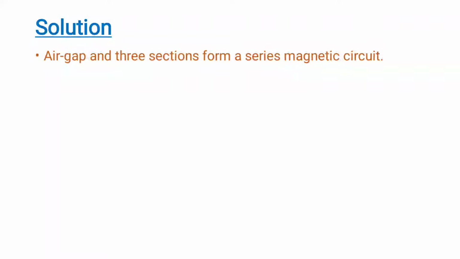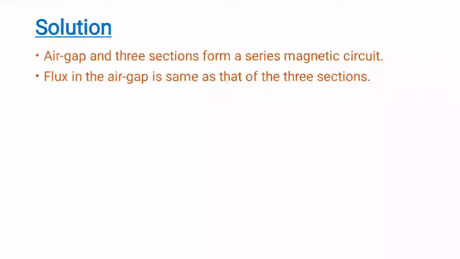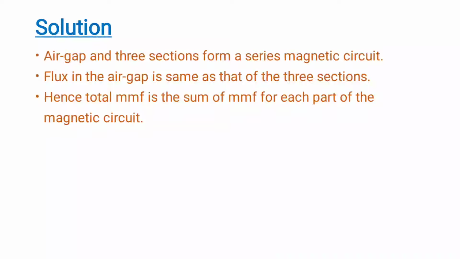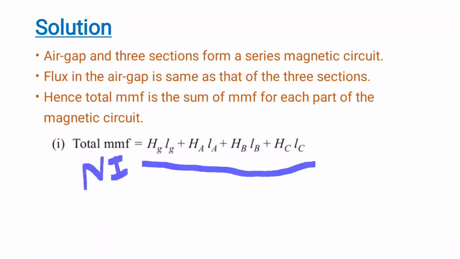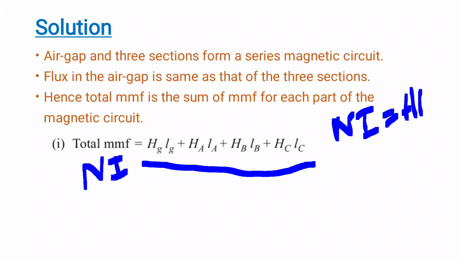The air gap and the 3 sections form a series magnetic circuit. The flux in the air gap is the same as that of the 3 sections. So the total MMF is the sum of the MMF for each part of the magnetic circuit. So how can you find the total MMF? MMF is equal to H into L, or MMF is equal to Ni. Just a small recap: Ni is equal to H into L. That is what we have chosen to write here.